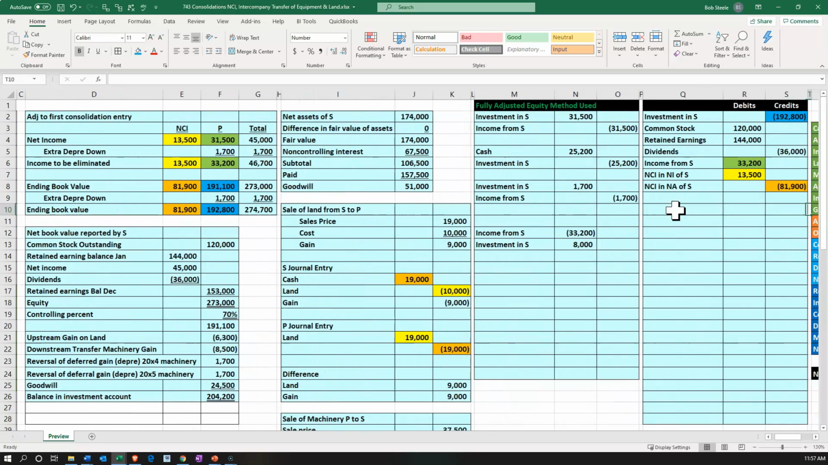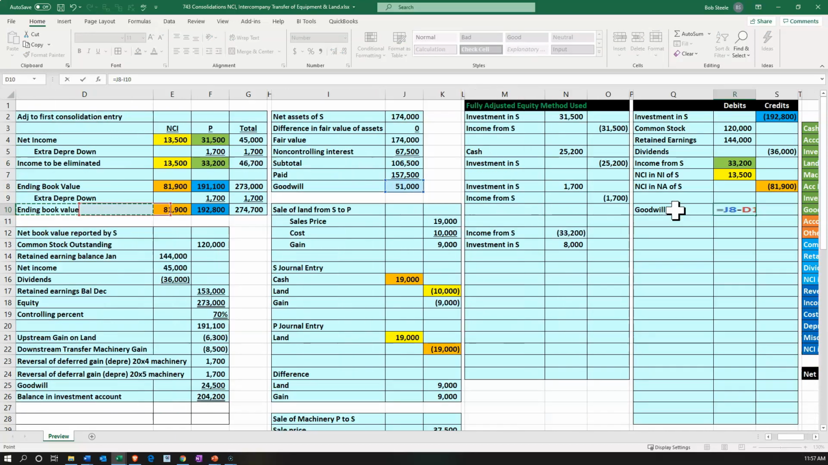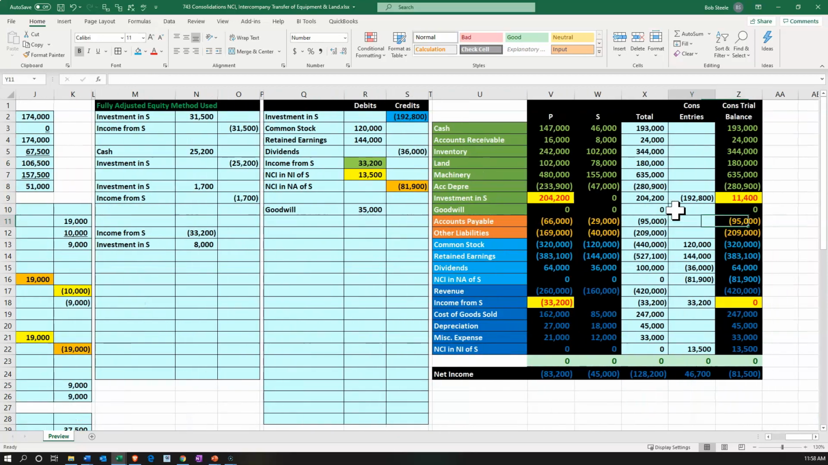So we're just going to go, all right, well then goodwill is going to be going up. We're going to have to record goodwill. We're going to make it go up by the original 51,000 minus the amount that it decreased by because of the impairment, which was the 16,000, bringing it down to the 35,000.